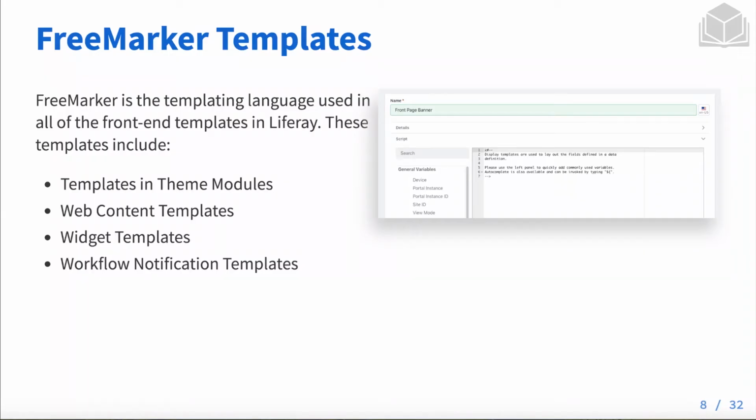We have widget templates, which, like I said, for module 3, we will focus on primarily. And these are FreeMarker templates that allow us to control the presentation of widgets like the asset publisher, navigation, different things like that. We also have web content templates, which are specific templates for the web content asset, where we can reference information from our structure fields. We also have workflow notification templates.